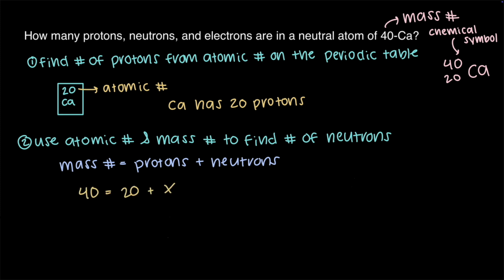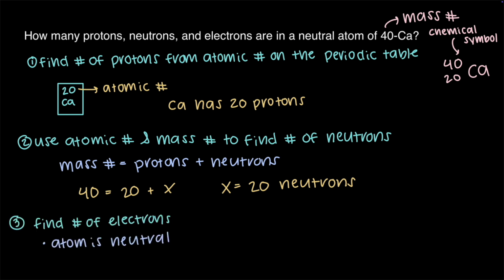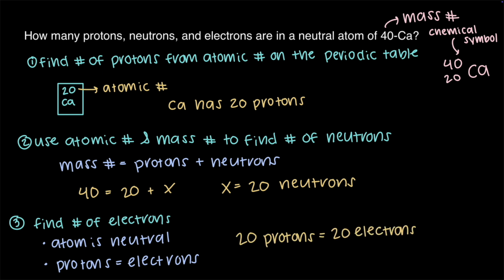I'm going to subtract 20 from 40 to get 20 neutrons. And because the atom is neutral, the number of protons equals the number of electrons. So we're going to have 20 electrons. Overall, 40Ca has 20 protons, 20 neutrons, and 20 electrons.